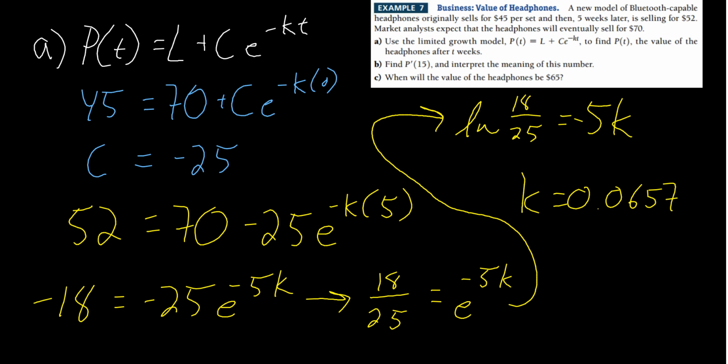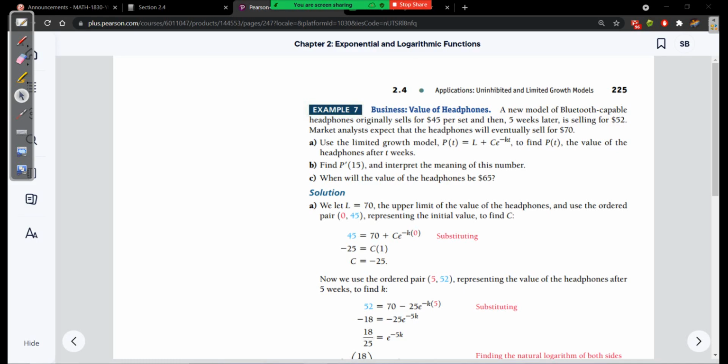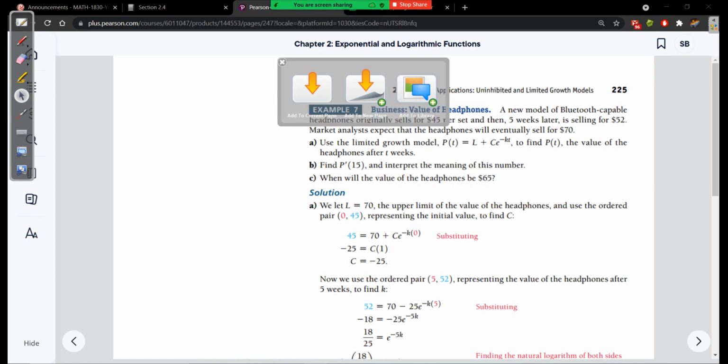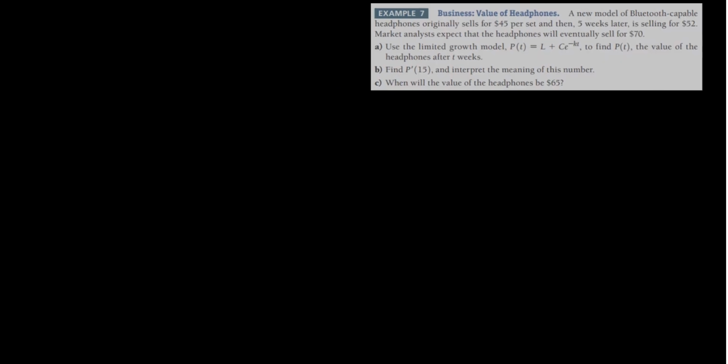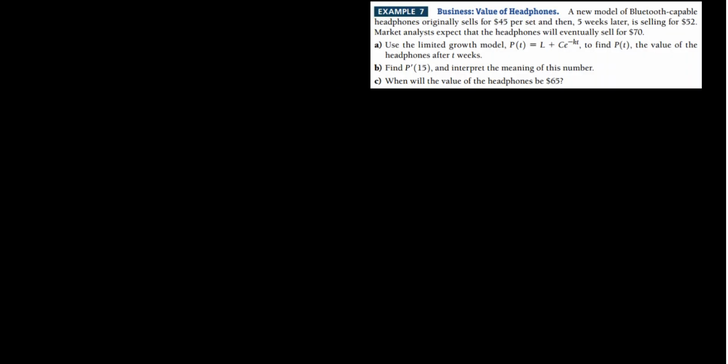Okay, so we can now use the model to find P of T, the value. So that kind of wraps up A. Let's go ahead and snip this problem again and put all that together, because we had to find C and we had to find K.